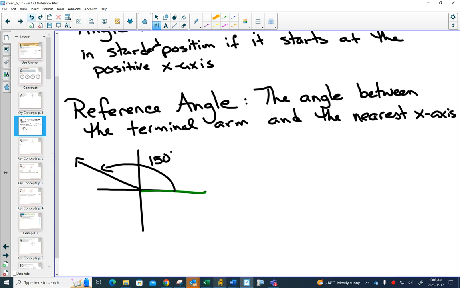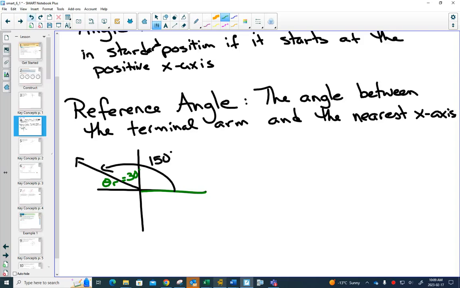If we have that angle of 150 degrees, we would say that our reference angle right here is equal to 30 degrees. The notation that we use, we often use theta for angles, we put a little tiny subscript r for the reference angle. So the reference angle for 150 degrees would be 30 degrees because here's my terminal arm. The angle between it and the nearest x-axis would be 30 degrees.